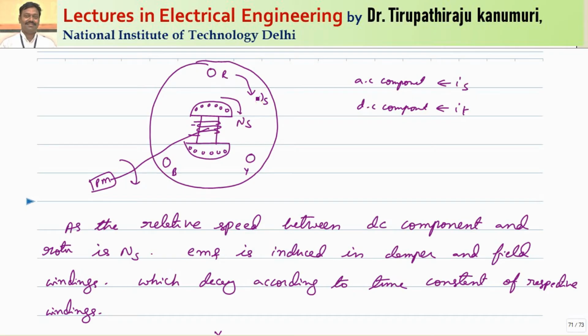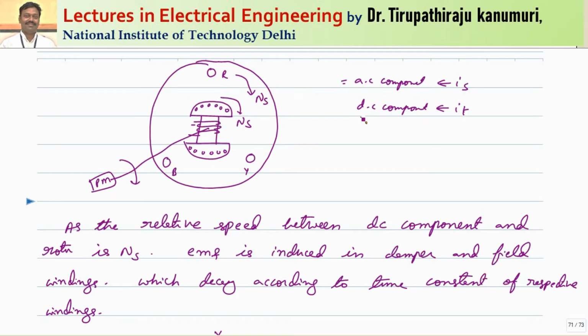You can refer to the three-phase rotating magnetic field. There I have explained this in detail in synchronous machines. As the relative speed between the stator and the rotor is the same, the relative speed will be equal to 0, because both are rotating at ns with respect to each other. That's why no EMF will be induced in the damper bars or the field winding due to this AC component.